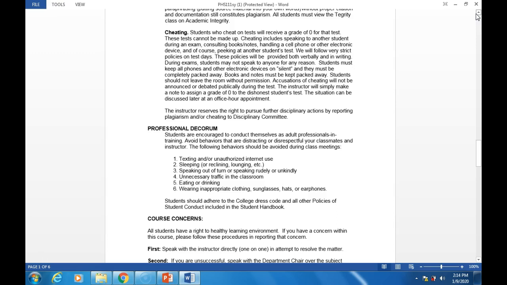Now this next section, I don't even know why it's in here, but it is. Professional decorum, okay? You're encouraged, of course, to conduct yourselves as adult professionals in training. Avoid behaviors that are distracting or disrespectful to your classmates or the instructor. I don't care about me, but your classmates, okay? So please don't be doing anything that distracts anyone around you.